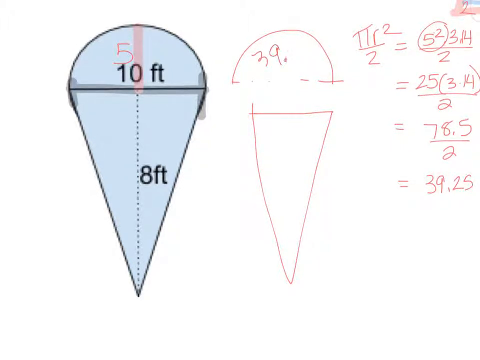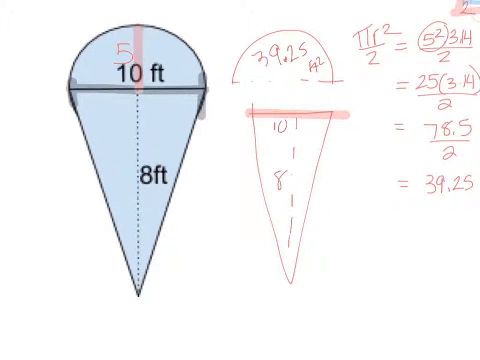We're not done with this. We just want to know the area of this guy. So 39.25 square feet. Now we have to get the area of the triangle. I noticed that the base of the triangle is 10 and the height is 8.